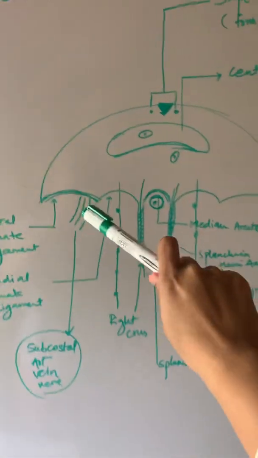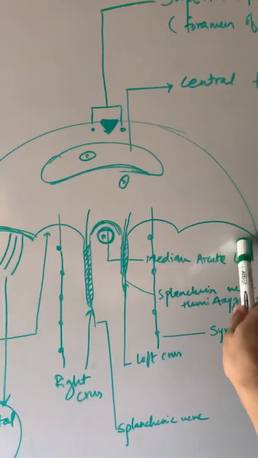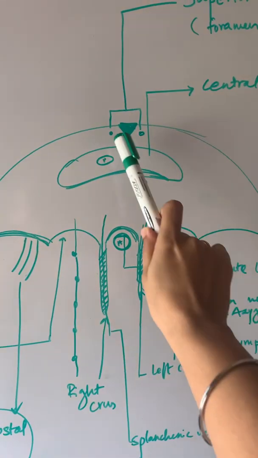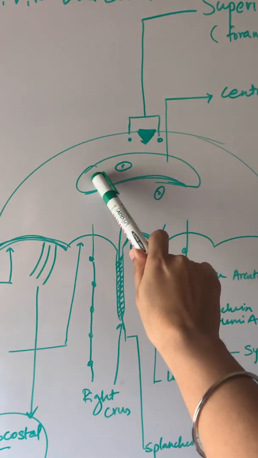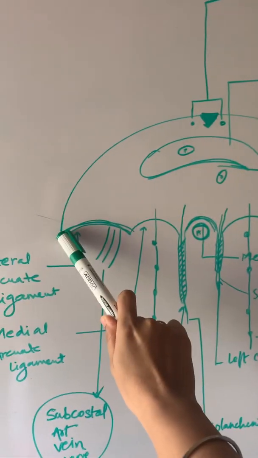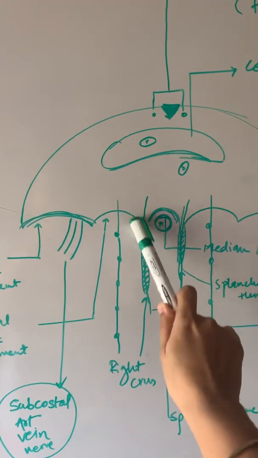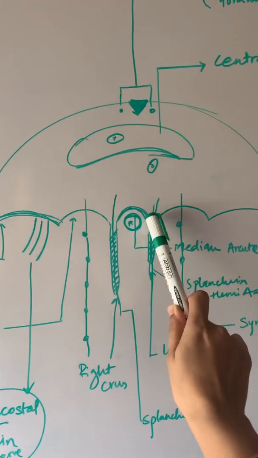Let's study the diaphragm. So this is the diaphragm. This is the xiphoid process. This is the anterior surface of the diaphragm, the xiphoid process. This is the central tendon of the diaphragm. This is the lateral arcuate ligament, the medial arcuate ligament. This is the median arcuate ligament.